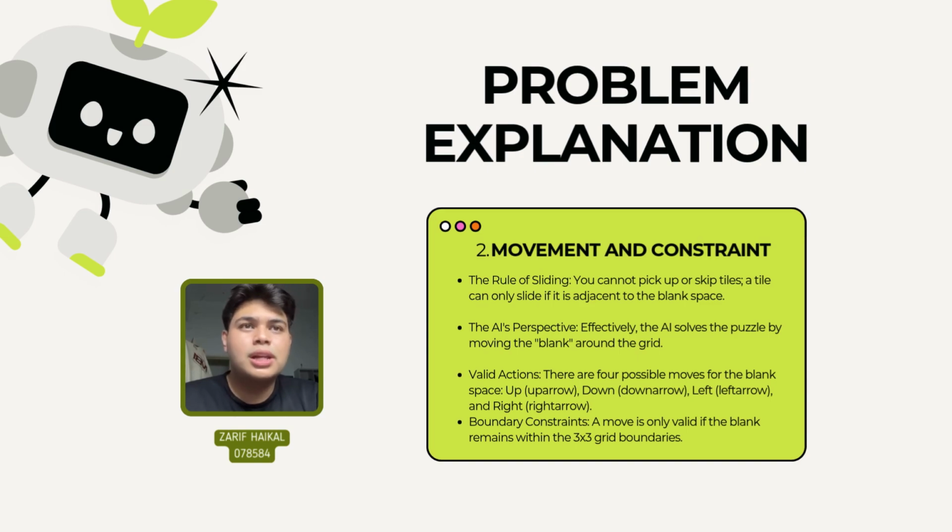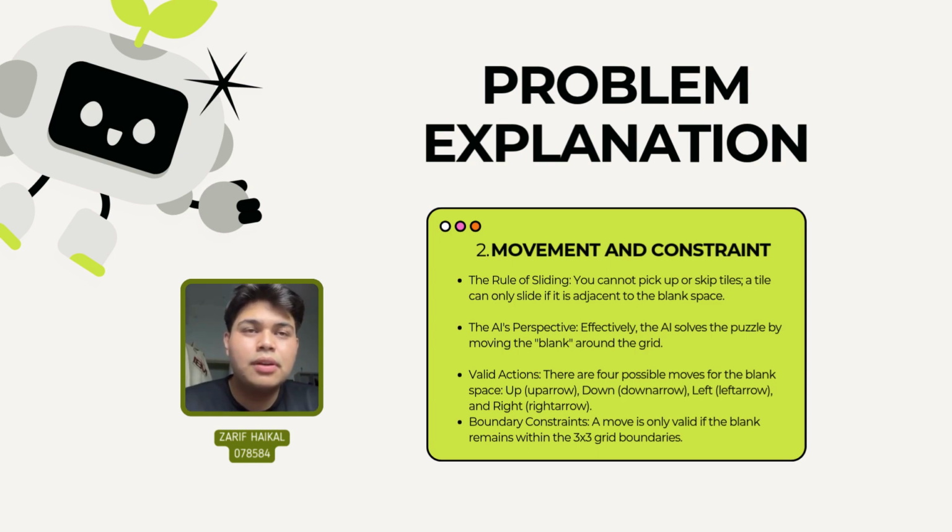The rule of sliding: you cannot pick up or skip tiles, and a tile can only slide if it is adjacent to the blank space. From the AI perspective, the AI solves the puzzle by moving the blank around the grid, like the picture we're going to see in the next slide.